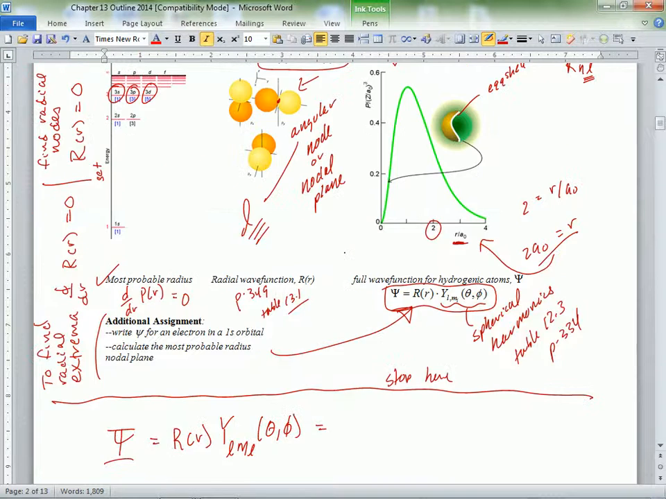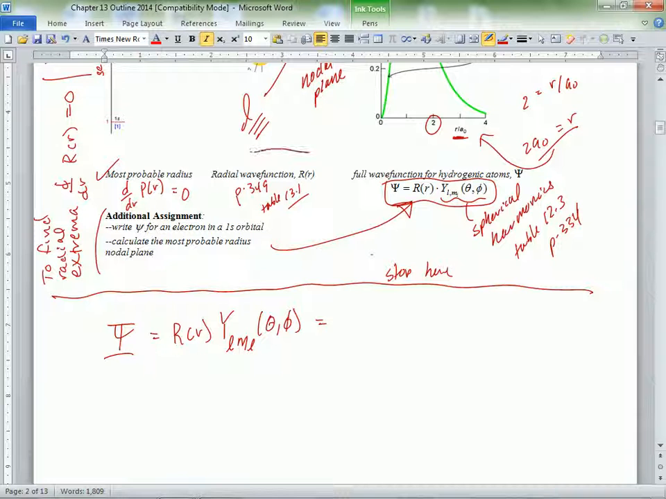Okay, so I lost where I said these tables were. Page 349, table 13.1. That's where we find R of r. You want to look it up for the 1s. Well, you don't have your book. Okay, I'll copy it down for you then. So this is from page 349, table 13.1. For the 1s, I'm writing down the radial part, just copying it verbatim.